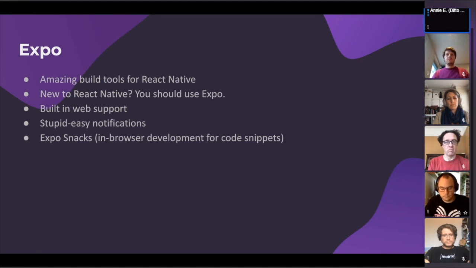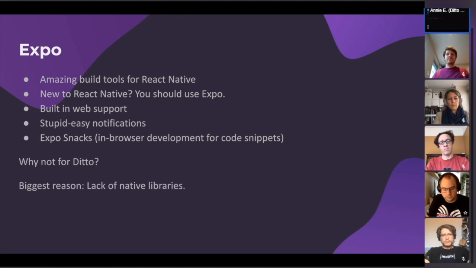And then the bare Expo project is kind of in the middle between these two. It means you can use certain libraries from Expo in your React Native project, but you have a little more flexibility with how the actual project is set up and what you're doing with the code. So you might ask, if Expo is so great, why are you not using it for Ditto? The main reason is actually the lack of native libraries. If you use a managed Expo project, what you gain in stability and cleanliness and just knowing how it works, you lose in flexibility.